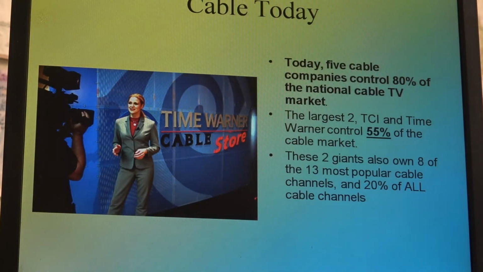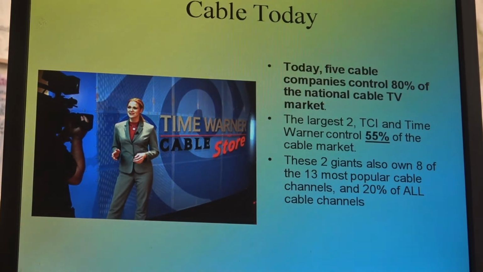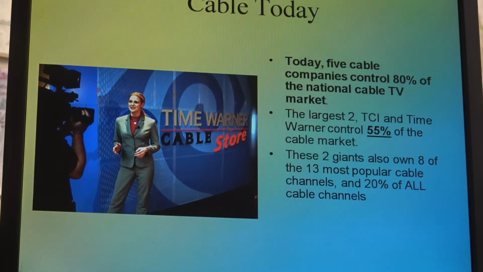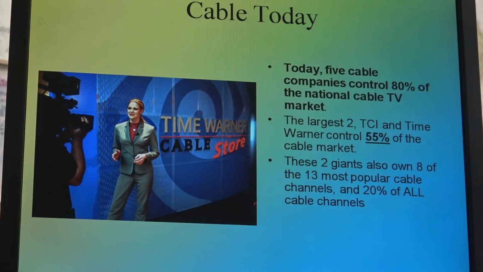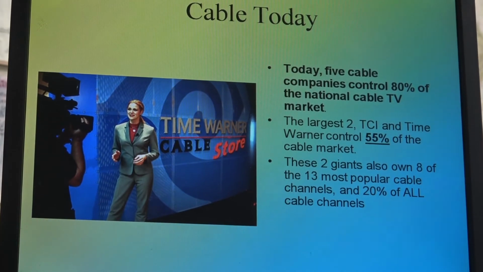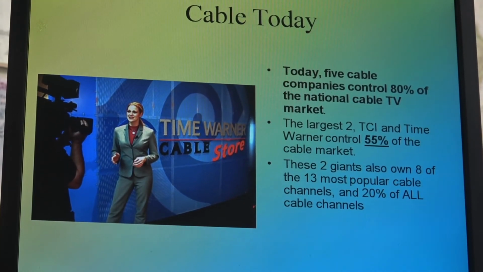There are five corporations. Remember the big six that run what we watch on TV, right? There's six companies that run most of the TV viewing that we get. There are five companies that control the distribution of cable television. They control 80% of the markets that get cable, including the big giants like TCI and Time Warner.